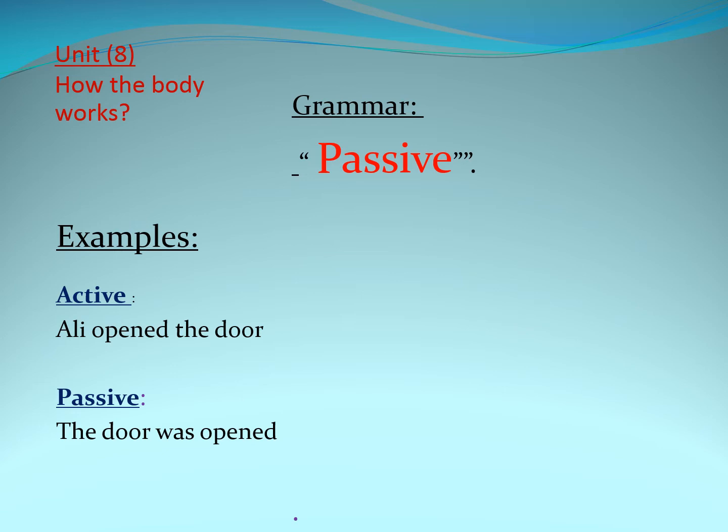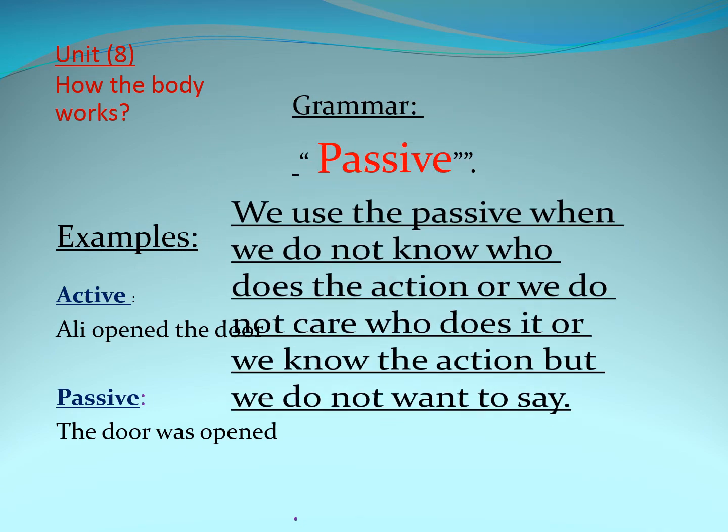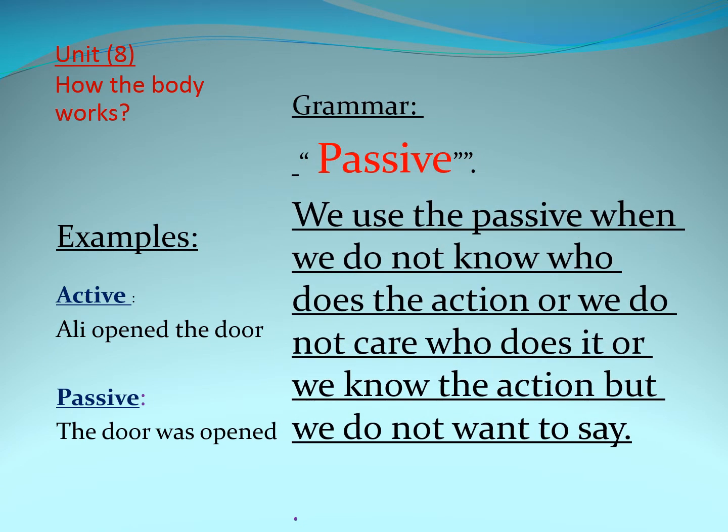Now the question is, when do we use passive? We use passive when we don't know who does the action, or we don't care who does it, or we know who does the action but we don't want to say. Again, we use the passive when we don't know who does the action, or we don't care who does it, or we know who does the action but we don't want to say.